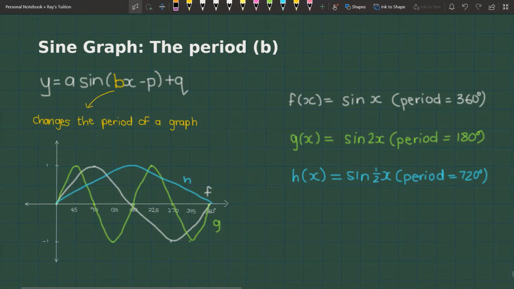For the blue graph, h of x, our equation is h of x is equal to sine a half of x, and our b value is a half. What you can notice is that in 360 degrees, we only see half a sine graph. So the period of the full graph would be twice 360, which is 720. So changing the b value would change the period of the graph. What you should notice is that the amplitude and range remain the same.